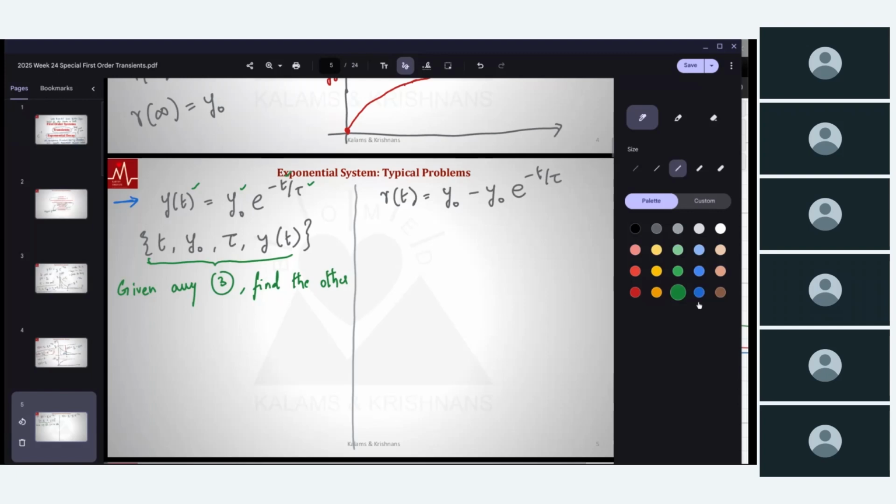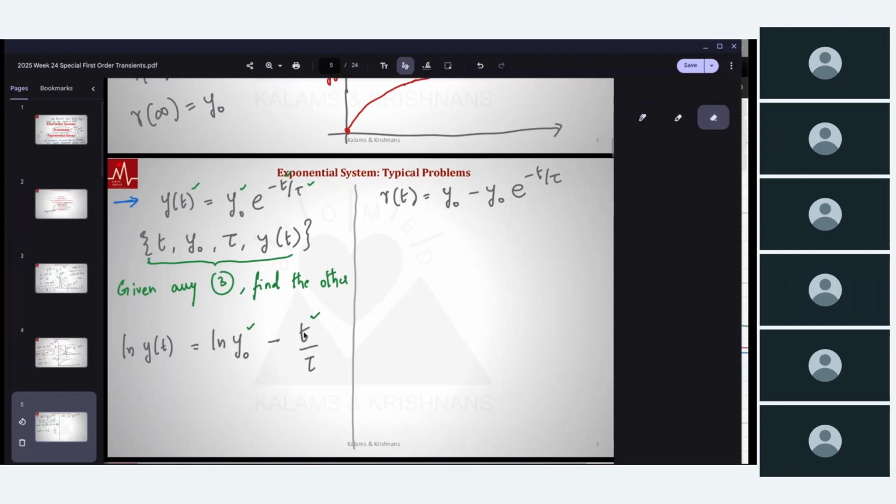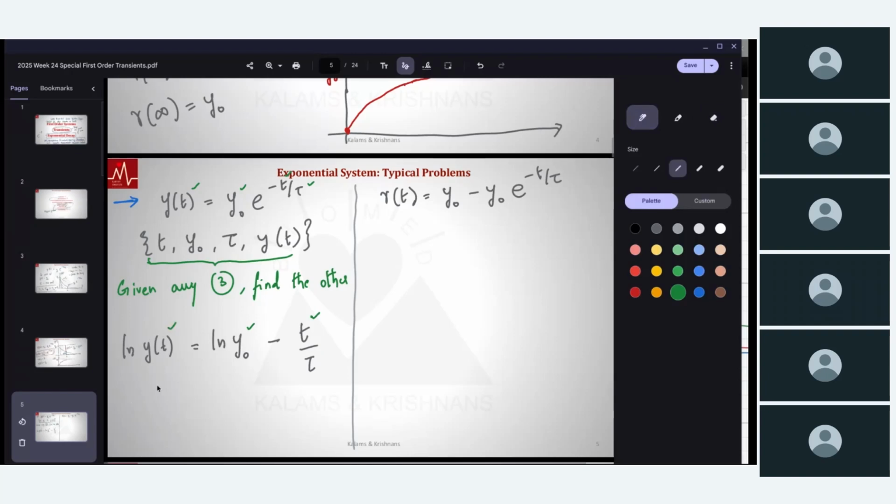Take ln on both sides. So you have ln y of t equals ln y naught minus t by tau. 3 values are known; find the other. For example, if y naught, t and tau are known, you can substitute in the RHS and find ln y of t, and from that you can find y of t. In fact, to find y of t you can just substitute here. Let's say y of t, y naught and t are given. These 3 are given, so you can find tau.